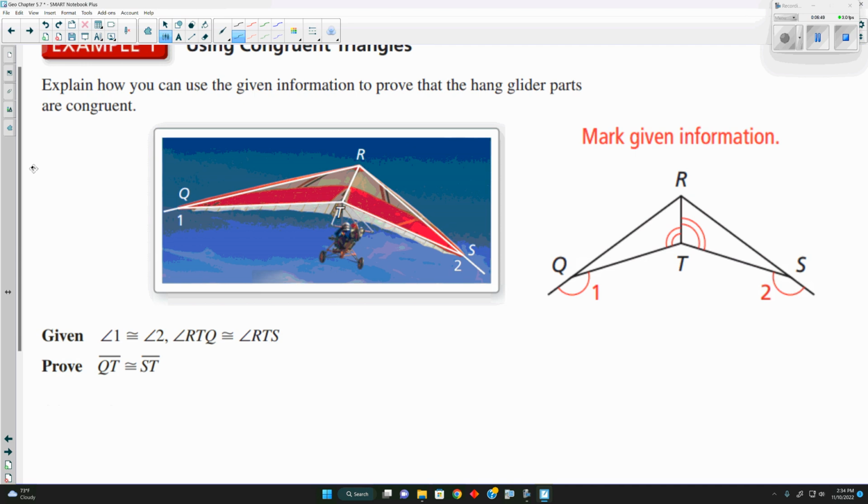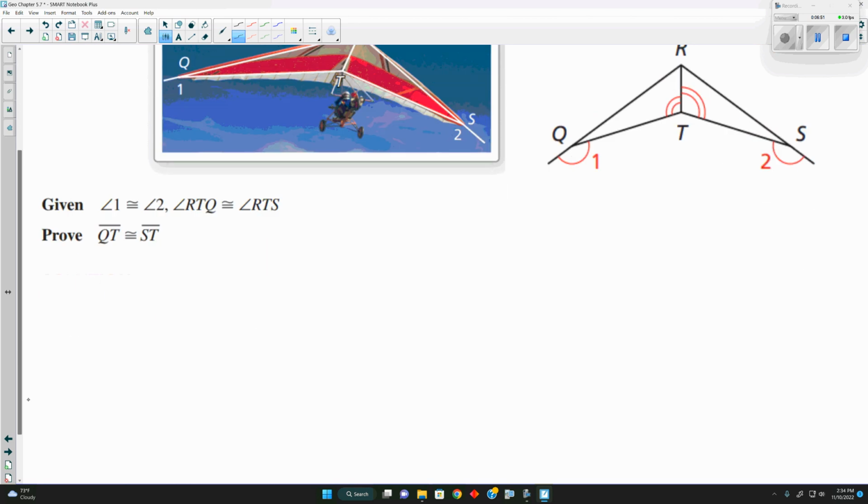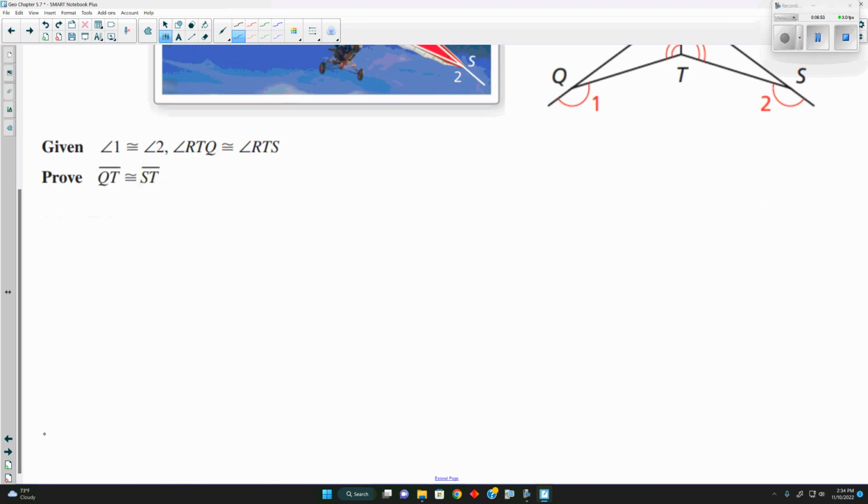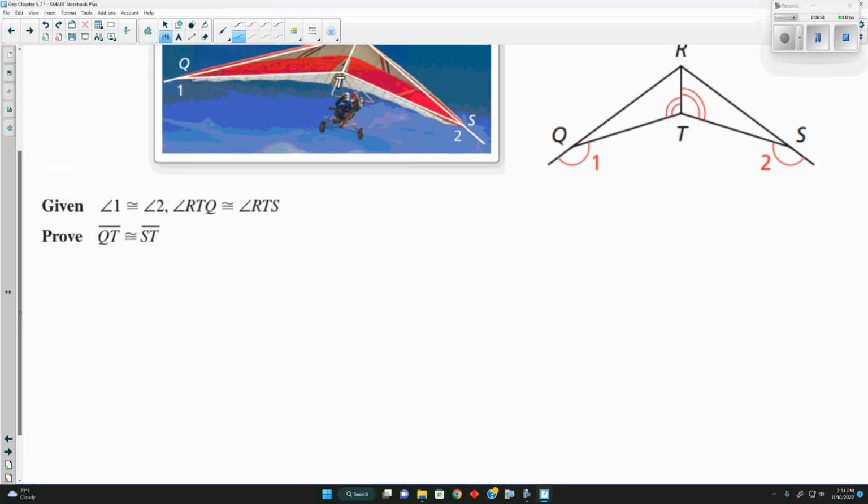So, given angle 1 is congruent to angle 2, and angle RTQ is congruent to angle RTS, we want to prove that QT and ST are congruent. Okay? So we're given these two triangles.